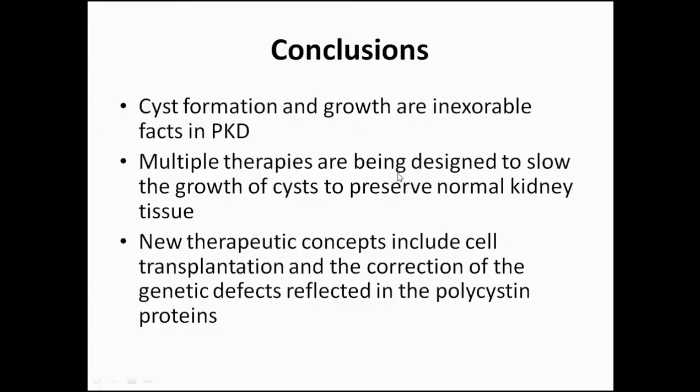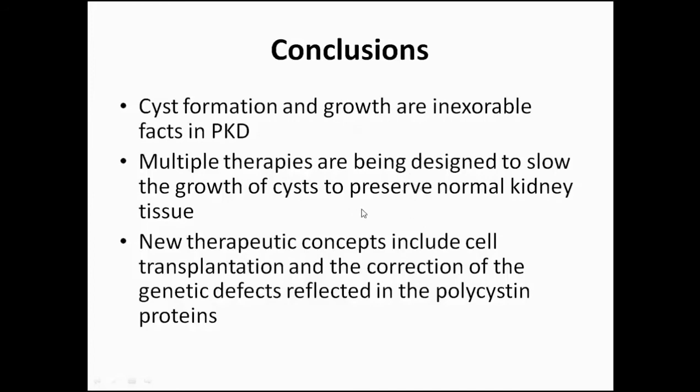And there are many targets. Some of them are pointed directly at the mutated protein, the mutated polycystin 1 or polycystin 2, and many of them are involved in what we call downstream events that are somehow the result of those mutations, and that's this inappropriate cell division and secretion into cysts.